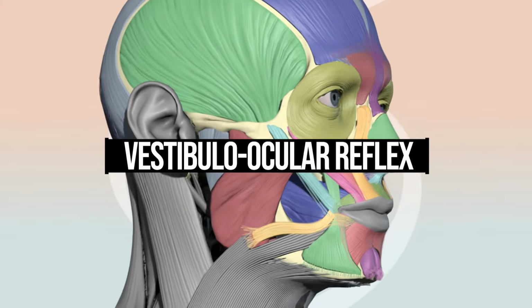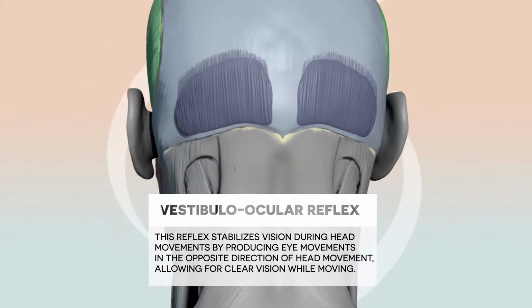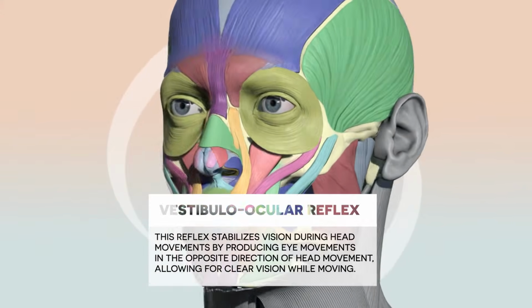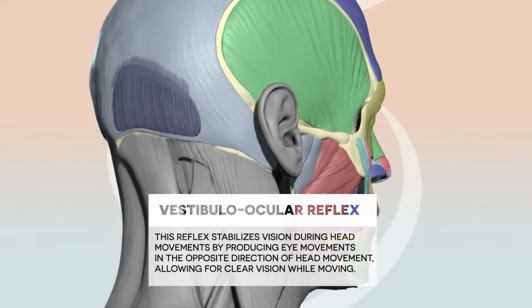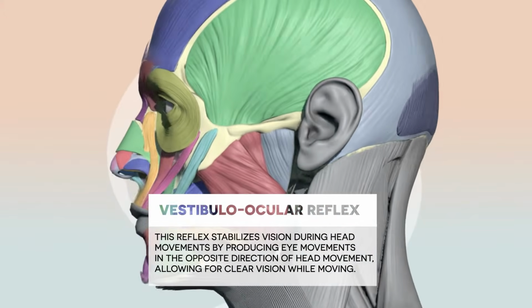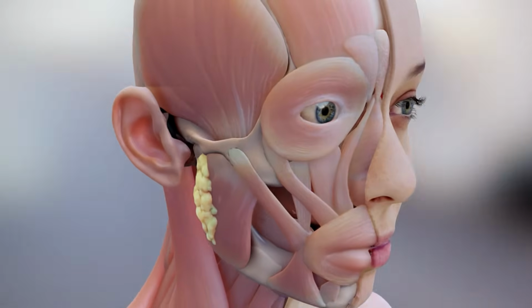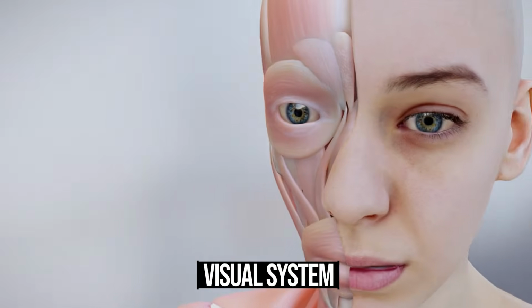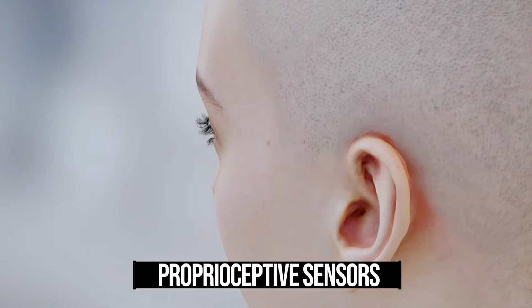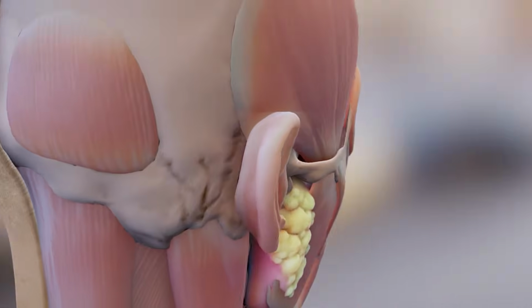Vestibulo-ocular reflex, VOR. This reflex stabilizes vision during head movements by producing eye movements in the opposite direction of head movement, allowing for clear vision while moving. Integration with other systems. The vestibular system works closely with the visual system and proprioceptive sensors in the body to maintain balance and spatial orientation.